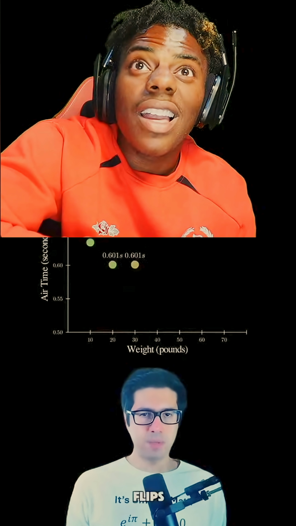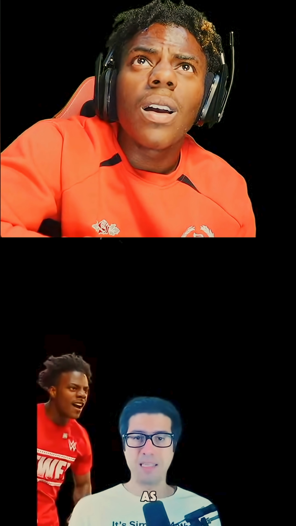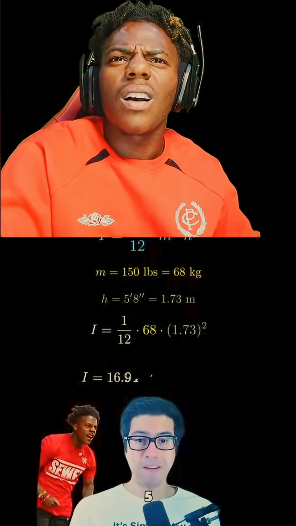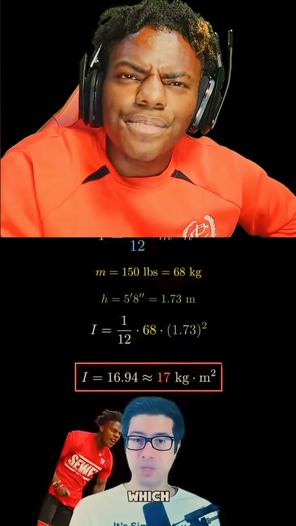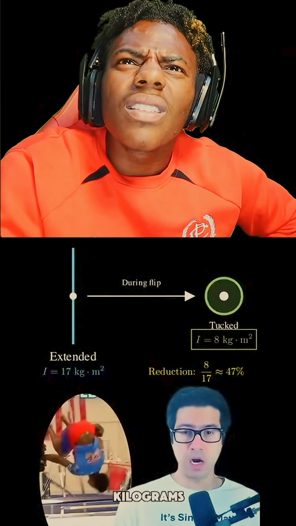I then did this for all his flips, and as you can see, airtime is decreasing as the weight increases. The moment of inertia of him modeled as a rod is 1/12 times his mass, which is 150 pounds or 68 kilograms, times his height of 5'8" or 1.73 meters to the power of 2, which is 17 kilograms meter squared. Since he will be tucking in mid-flip, we'll use a generous 8 kilograms meter squared.